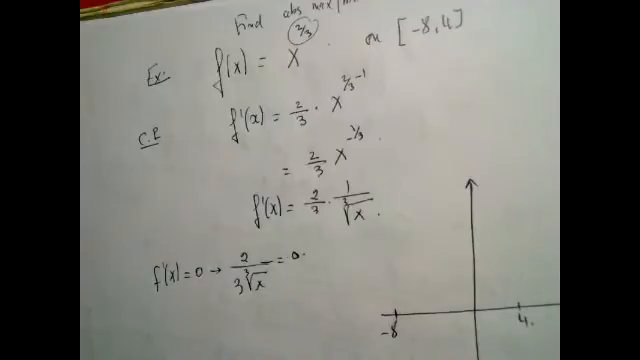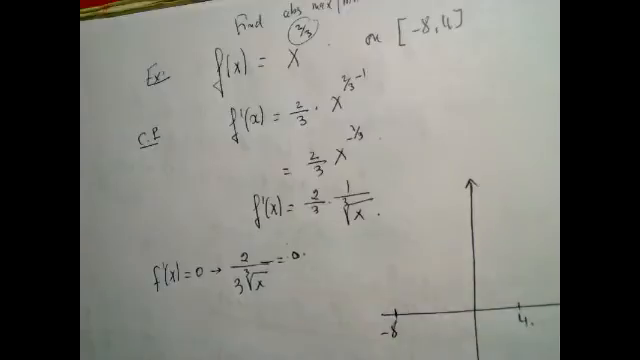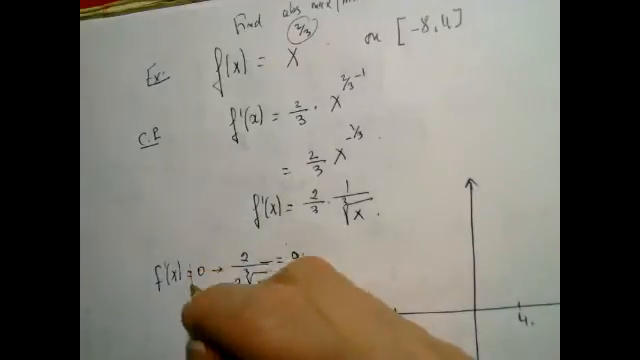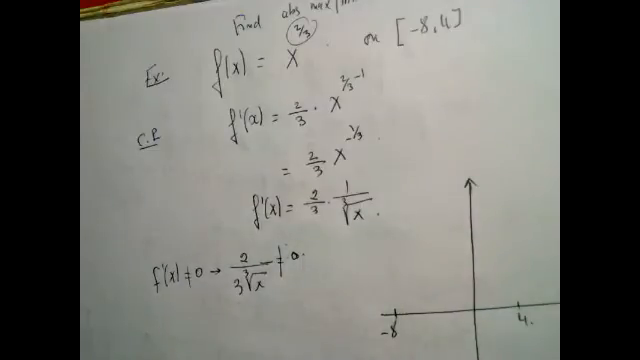Now, back to you. Can f prime of x be equal to 0? What can you say? If we see carefully, there is no way this could be equal to 0, because 2 over something has no way to be equal to 0. So f prime is always different from 0. There is no place where it's equal to 0.